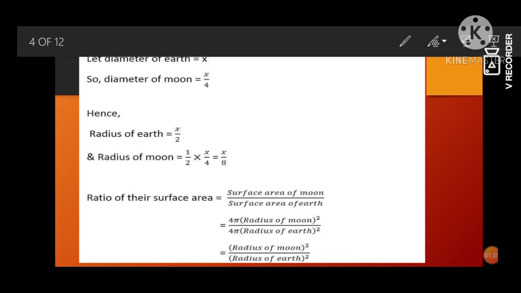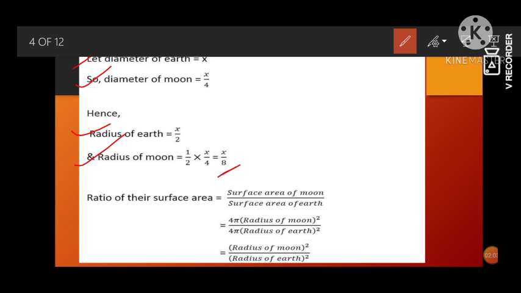Let the diameter of earth be x. So now the diameter of the earth is x. And the diameter of the moon will be 1/4 of x as given in the question. So it will be x by 4. So from diameter, first we need to find the radius. Hence the radius of earth will be x by 2, as half of the diameter is the radius. And radius of the moon will be half of the diameter of the moon, that is half into x by 4, which is x by 8.